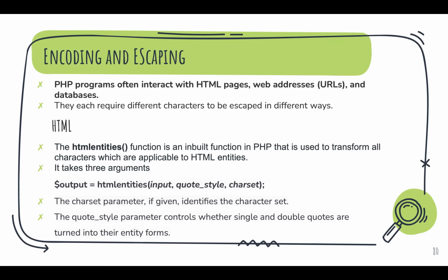PHP has a number of built-in functions to convert to and from these encodings. Moving on to the detailed explanation of how it is done in HTML. In HTML, the htmlentities function is an inbuilt function in PHP that is used to transform all characters which are applicable to HTML entities. This is the syntax of how htmlentities is defined. First, we give an input, then the quote style, and then the character set. The charset parameter, if given, identifies the character set. The quote_style parameter controls whether single and double quotes are turned into their entity forms.